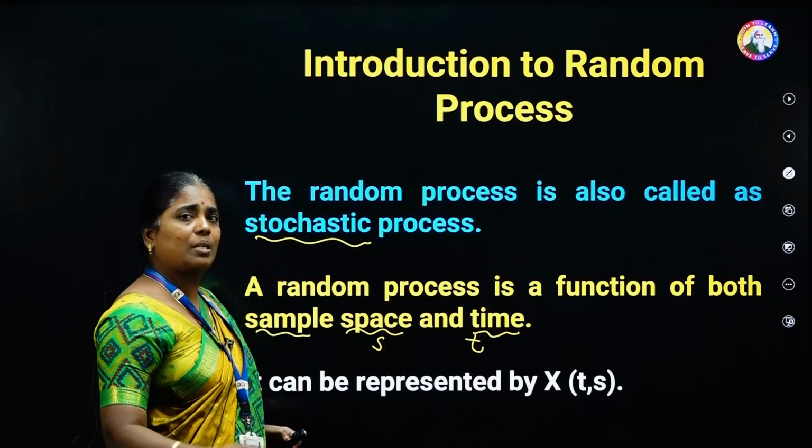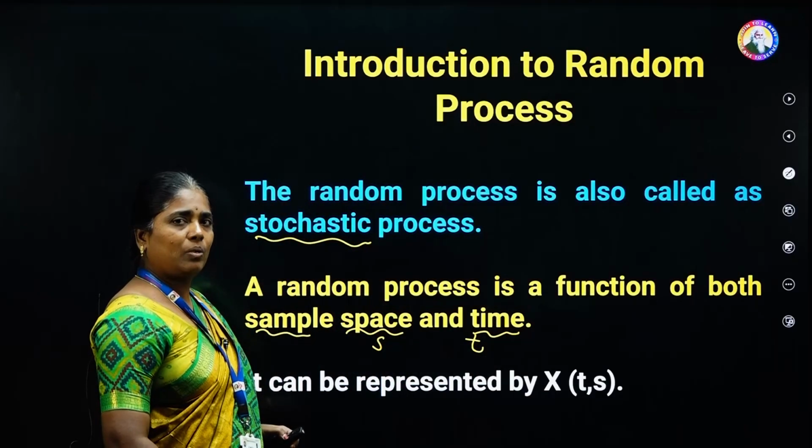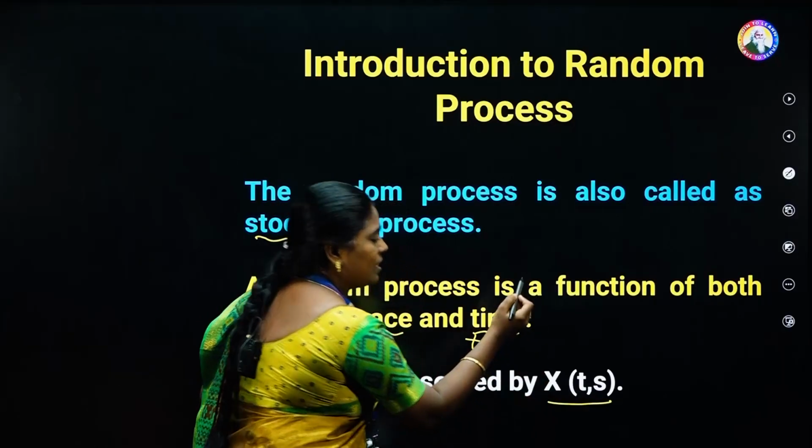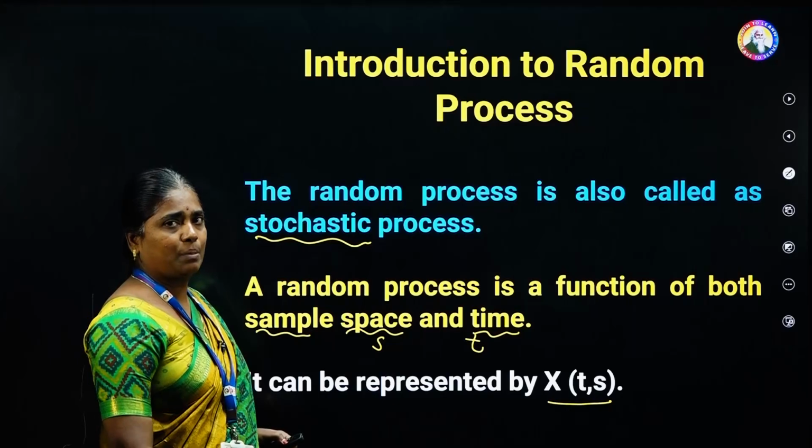Let us consider x is a random variable. Now I want to include it as a random process. Then x of t, s is the notation for the random process.